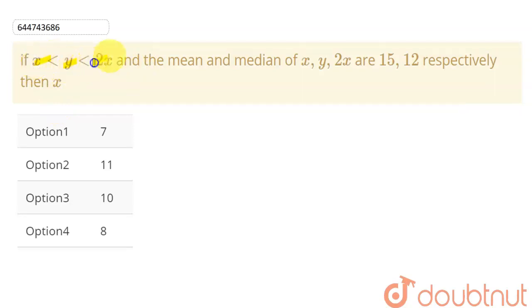So students, in this question, we have given that x is less than y and y is less than 2x. And we have given the mean and median of these three values, x, y, and 2x as 15 and 12. And we need to find the value of x.